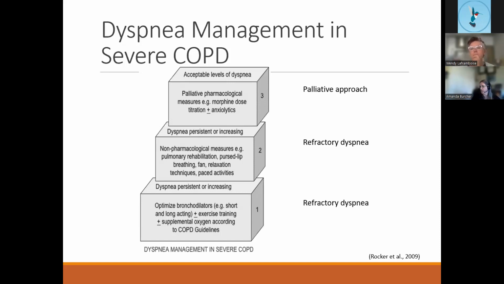And sorry, one more question from Pam. Is positioning onto your stomach a strategy as it is with COVID? Yeah, prone. I haven't seen that evidence in the COPD population, no.